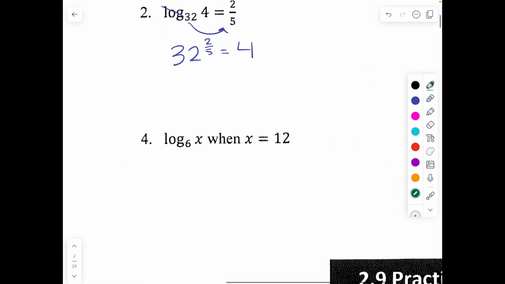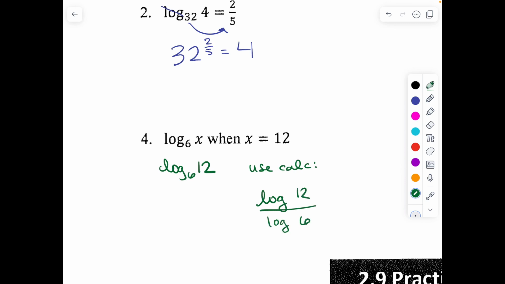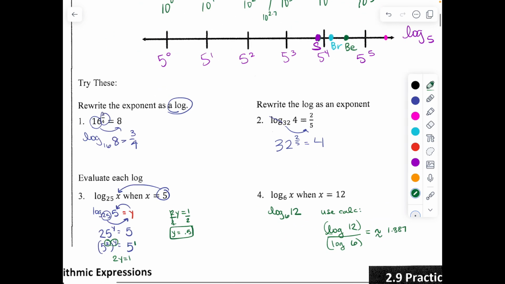And then lastly, to evaluate log base 6 when x is 12, in order to do this, we're going to have to use the calculator. So we're going to use your change of base. You're going to go common log of 12 divided by the common log of 6. Remember, these will go in their own parentheses. And we get approximately, rounded to the nearest 3 decimal places, 1.387. I hope you got 4 out of 4 on that one, and we'll go over it in class.